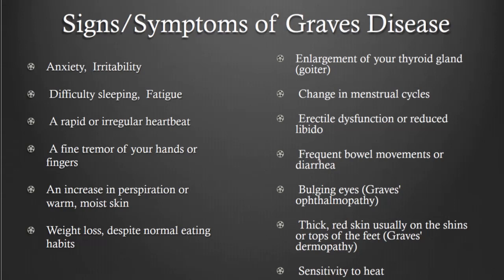Notice that whenever we have a problem with an endocrine organ, we often have problems sexually. So again, change in menstrual cycles in women, and erectile dysfunction in men. Frequent bowel movements and diarrhea. Why? Because everything's moving faster. We aren't even taking the time to digest things because it's moving fast through the GI tract. Again, those bulging eyes that I mentioned before. Thick red skin on the shins and the tops of their feet. What's going on? You're turning over skin cells even quicker. And they're running hot, so they're going to be sensitive to heat.